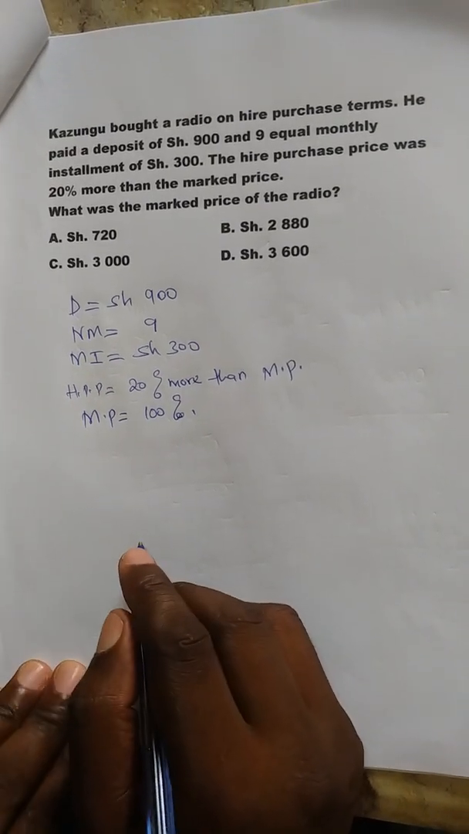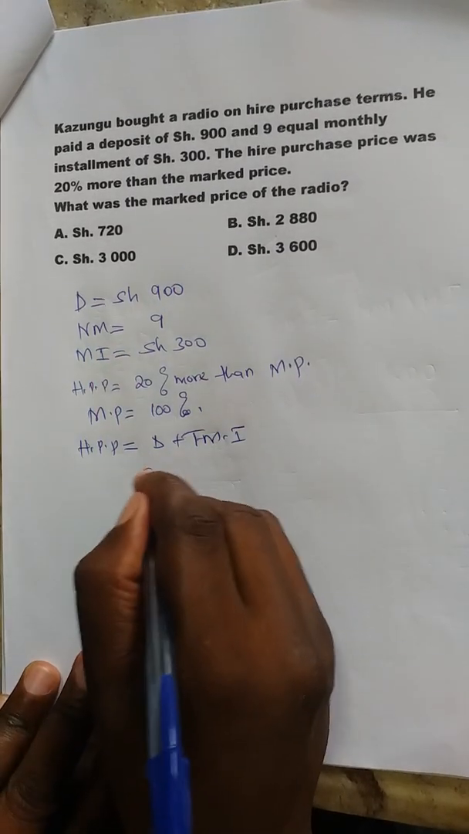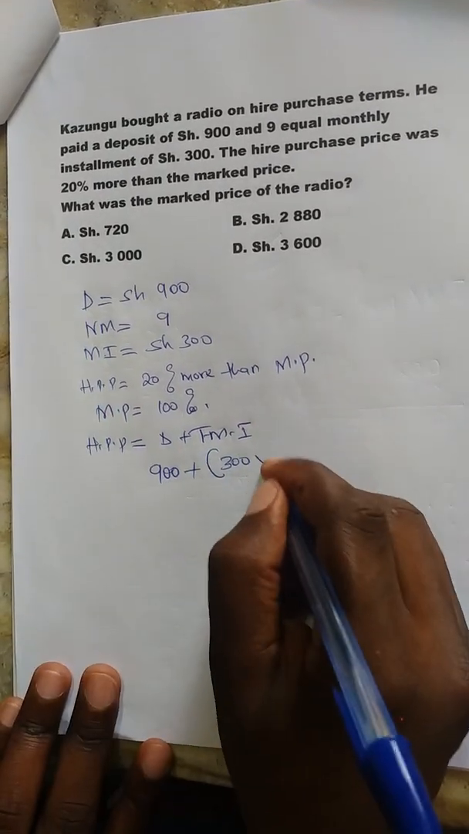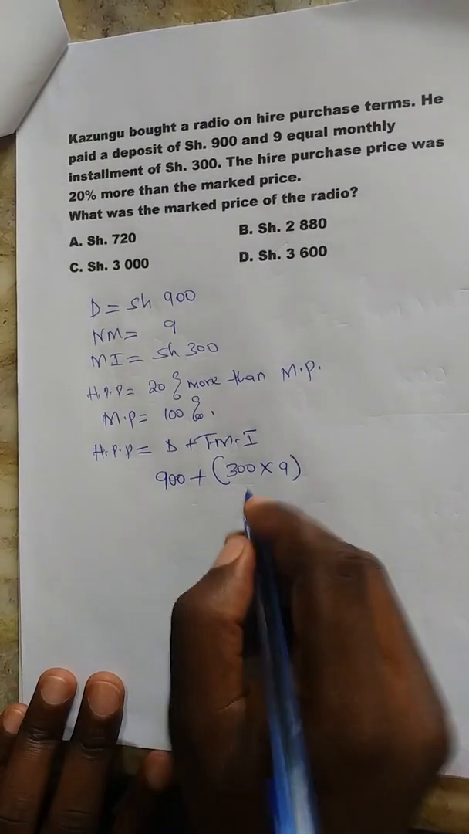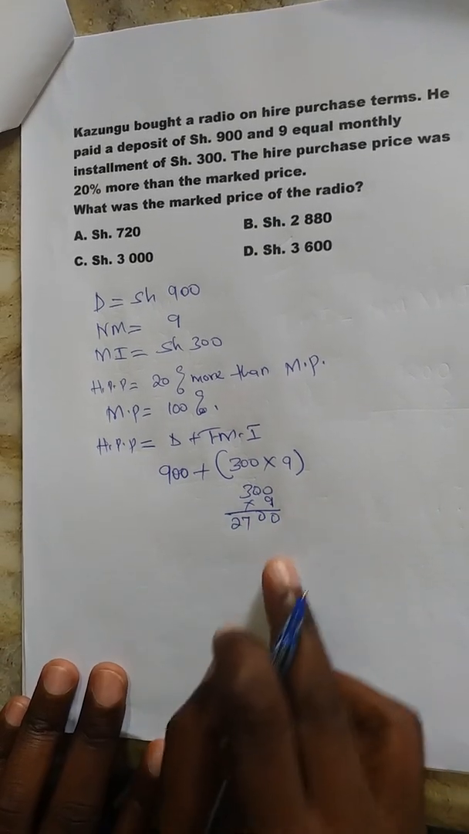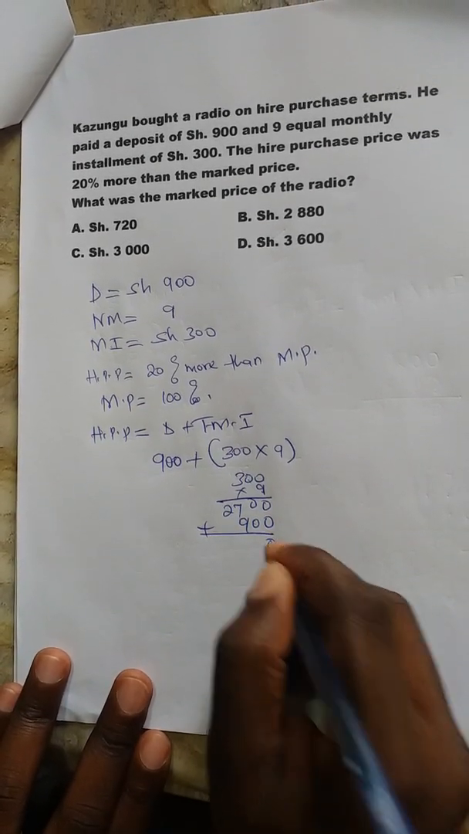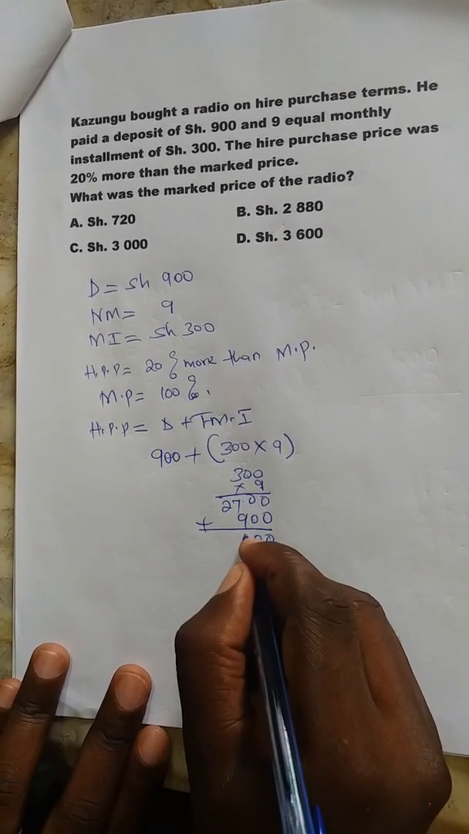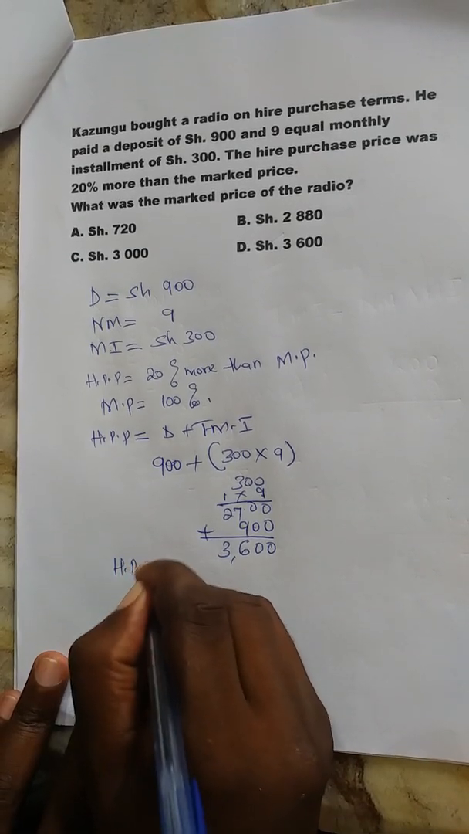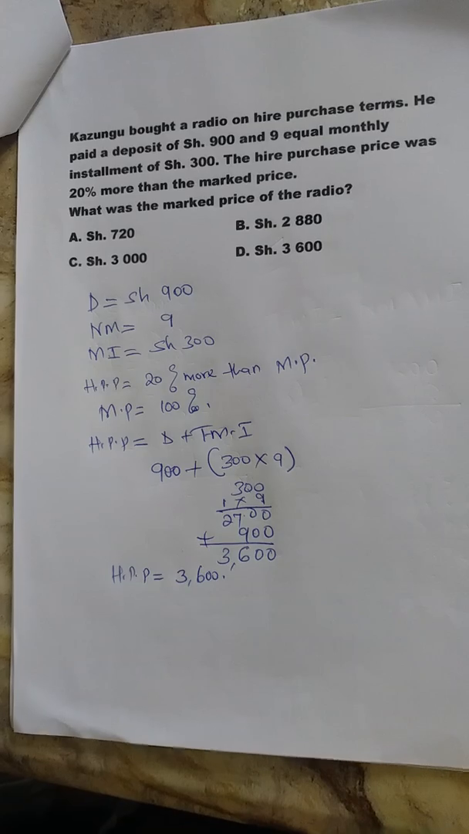Let's get the hire purchase price. The hire purchase price is given by deposit plus total monthly installment. Our deposit is shillings 900 plus our total monthly installment, which will be given by shillings 300 as our monthly installment times the number of months 9. So 300 times 9, 0, 0, 9 times 3, 27. So our total monthly installment is 2,700 plus 900 our deposit. 0 plus 0, 0, 0 plus 0, 0, 7 plus 9, 16, you write 6, carry 1. 1 plus 2, 3. So our hire purchase price is shillings 3,600.